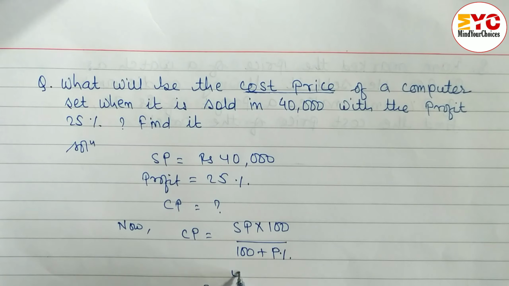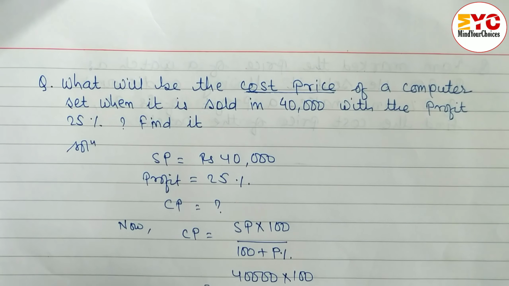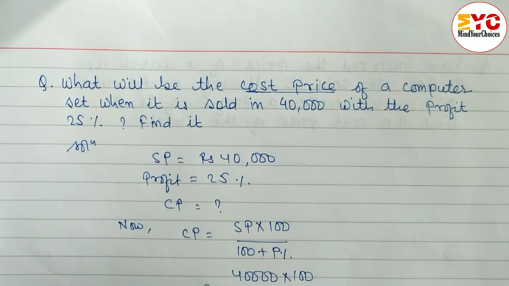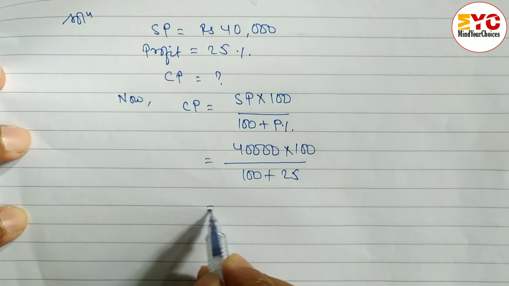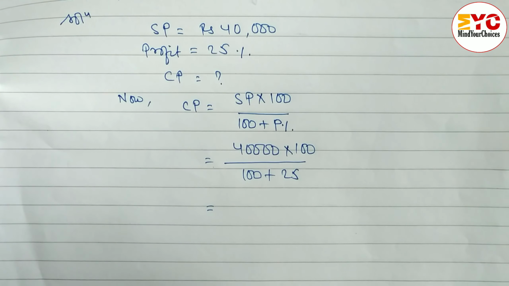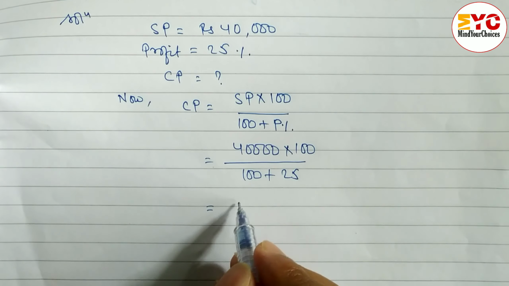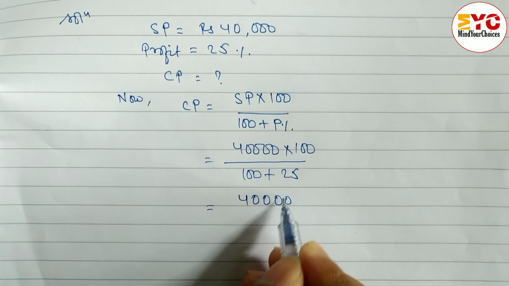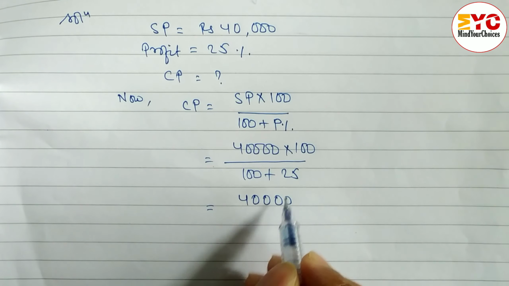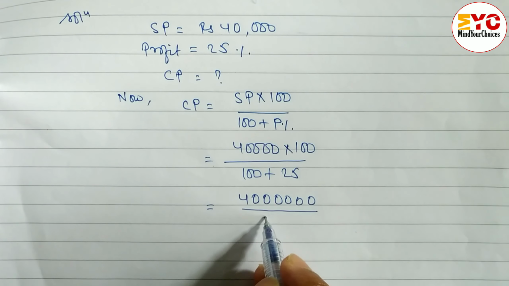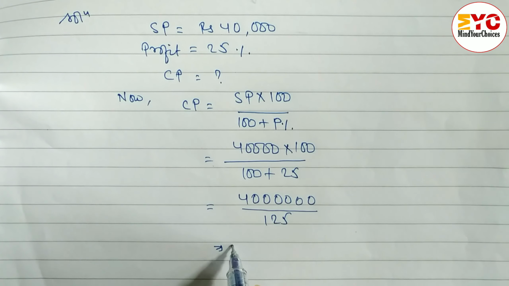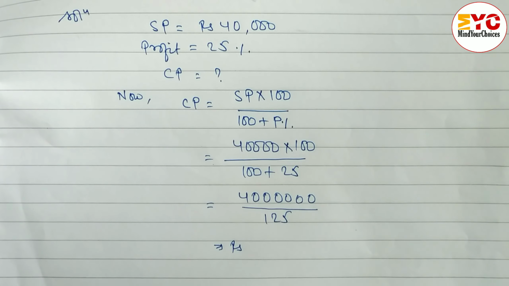Here SP is equal to 40,000 into 100 and 100 plus 25. Don't write here percent, we have to write down 25. And one thing you have to keep in mind, 100 and 100 we cannot cancel. So let's multiply this one. 40,000, 1 2 3 4, 1 2 3 4 5 6, so 60 by, we have to add this and we get here 125, and when you divide this we get the answer, 32,000.